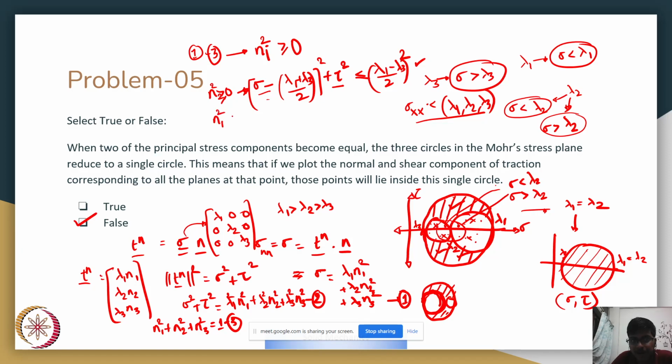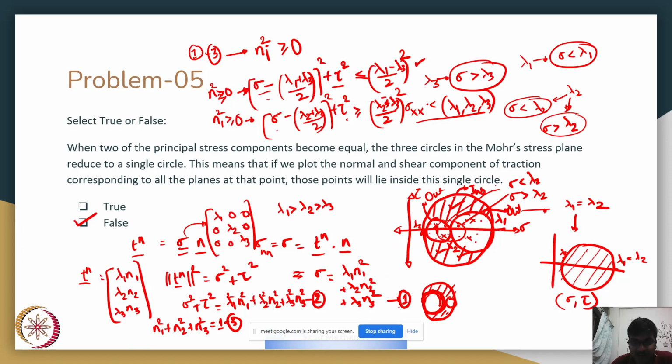Similarly, I get another inequality when I write ni square greater than or equal to 0. It is sigma minus (lambda 2 plus lambda 3)/2, whole square, plus tau square is greater than or equal to ((lambda 2 minus lambda 3)/2) whole square. This says that sigma and tau must lie outside the circle with center (lambda 2 plus lambda 3)/2 and radius (lambda 2 minus lambda 3)/2. So it must lie outside this circle, it must also lie outside this circle, and it must lie inside the big circle.